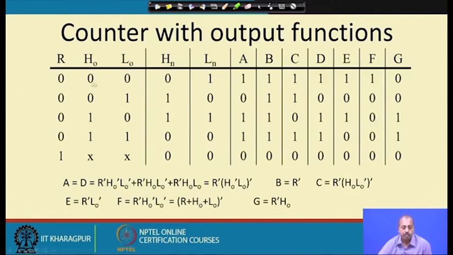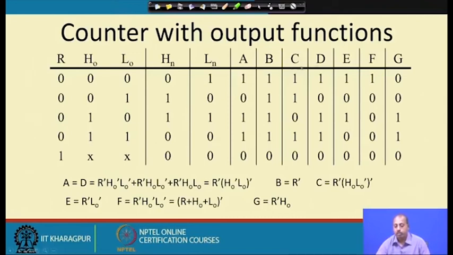So, from 0 0 it has to go to 0 1, from 0 1 it has to go to 1 0. So, this is the state transition from 0 to 1, 1 to 2, 2 to 3, 3 to 0, and if this reset is 1, then it does not matter whatever be the state, it will come to the state 0 0.